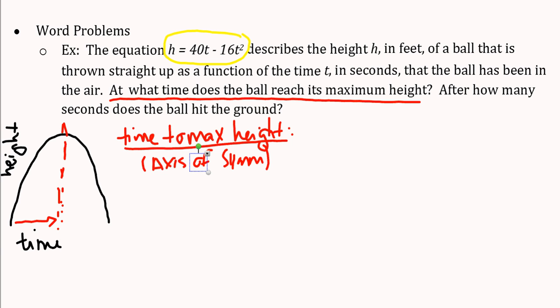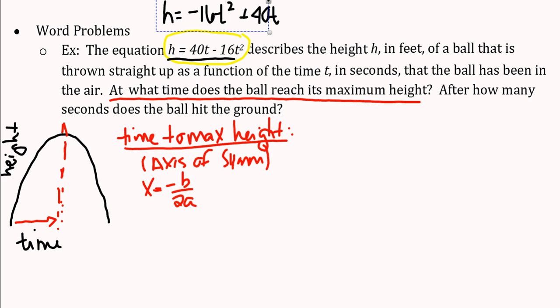Now, if you remember from before, we said the axis of symmetry does actually have an equation, which is x equals negative b over 2a. So if I can get a and b from my equation, then I can plug in and find that axis of symmetry. Now, my equation up here is not actually in standard form yet, and to get a and b, I need it in standard form. So that means I have to be in descending exponent order. That negative 16t squared has to come first, and then the plus 40t. So now I'm in standard form.